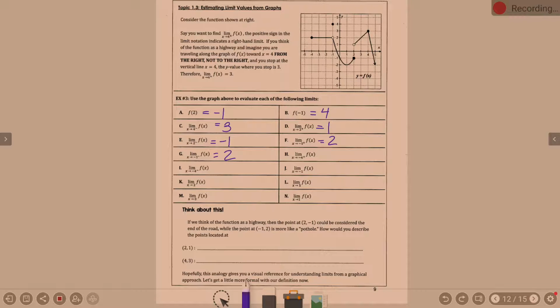-4 from the right. 2. -4 from the left. The answer, I don't know. Okay, I'll take it. Like undefined or something like that?